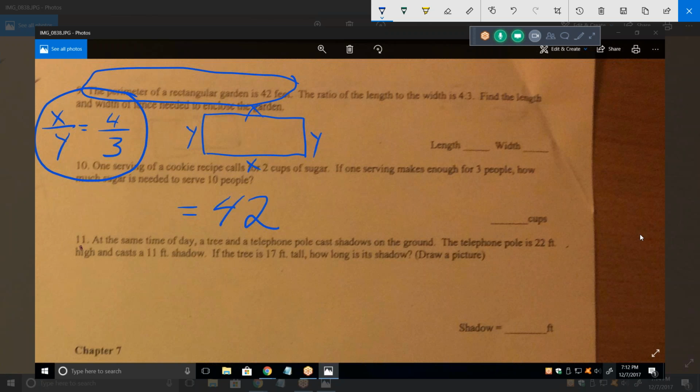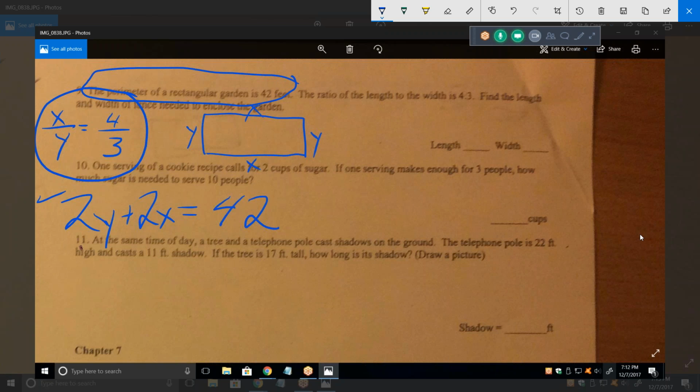So what goes on the left side of this equation? Add the four sides together. Well, how many y's do you have? How many x's do you have? There you go. It's that simple. Now, I got a second equation. I got two equations and two variables.